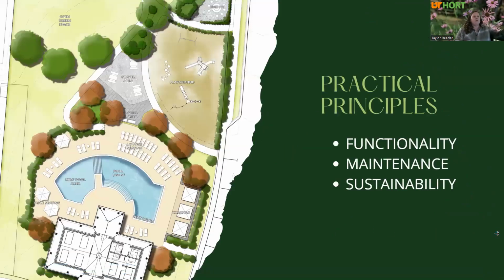So we'll start with practical principles: functionality, maintenance, and sustainability. We want to make sure, above all else, that our landscape is functional. Is it meeting the needs that we have? And we have a wonderful publication on landscape design from UT. It's Leveraging Your Landscape. Carla may have given it to you, or she may can send it to you, or you can find it online on that uthort.com website. It has some great information on landscape design.